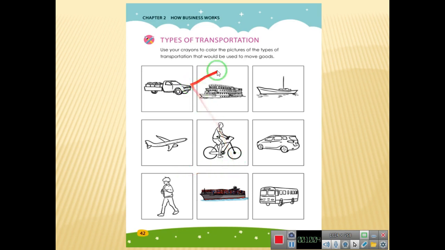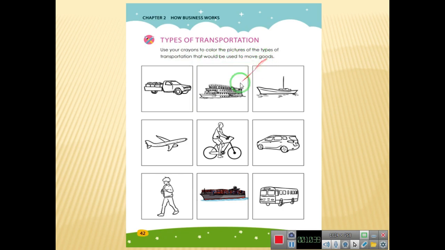Everyone, open your book on page 42. We have here types of transportation. Of course, here you can see many pictures of types of transportation. Use your crayons to color the pictures of the types of transportation that would be used to move goods. So be careful.